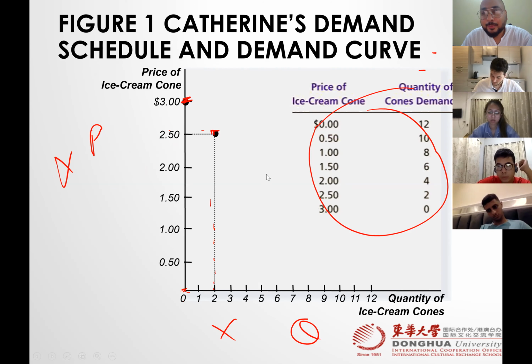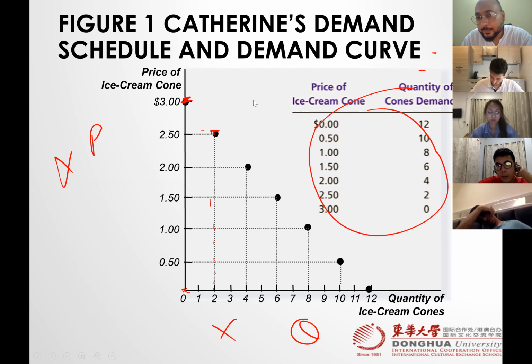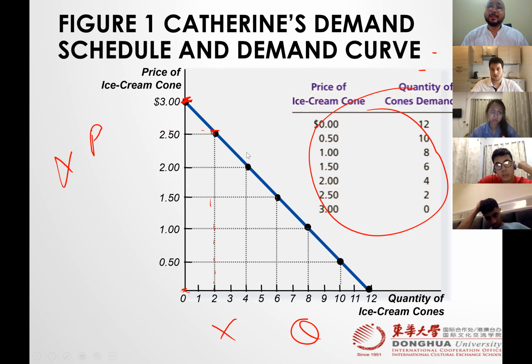Similarly, you can see at 0 price, quantity is 12. And if you connect those lines, it's like that. So look at that one. From where the curve is coming? Up to down or down to up? Up to down. Right? So we can say that the demand is a downward sloping curve.